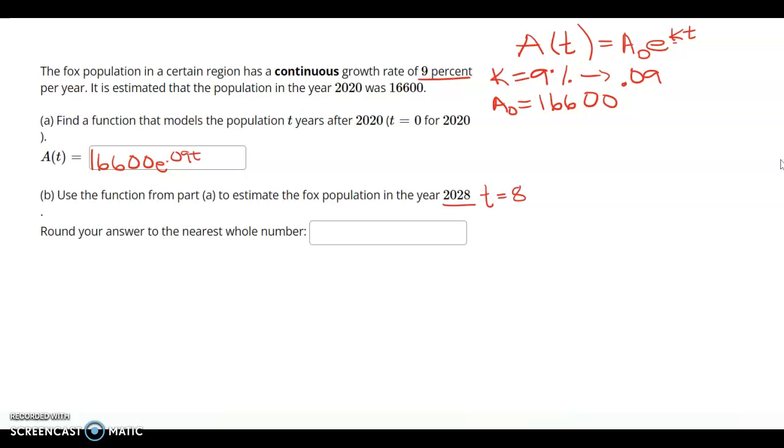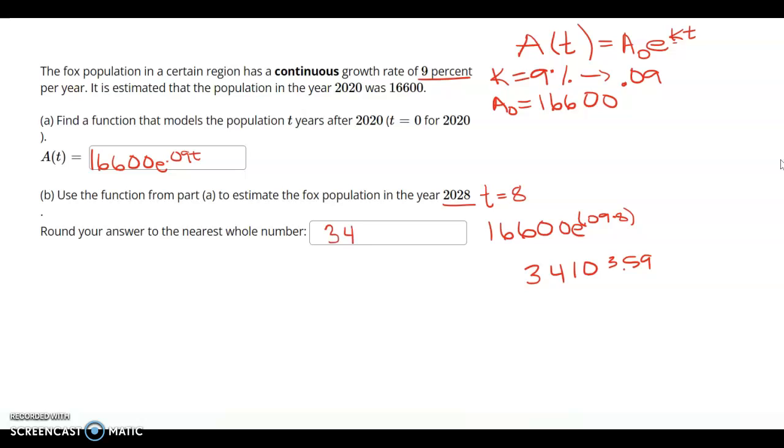And so that's exactly what we're going to do, is use our equation again, 16,600 times e to the kt, so 0.09 times 8. We'll multiply that out on the calculator, and we'll get 34,103.59. Now this one wants you to round the answer to the nearest whole number.